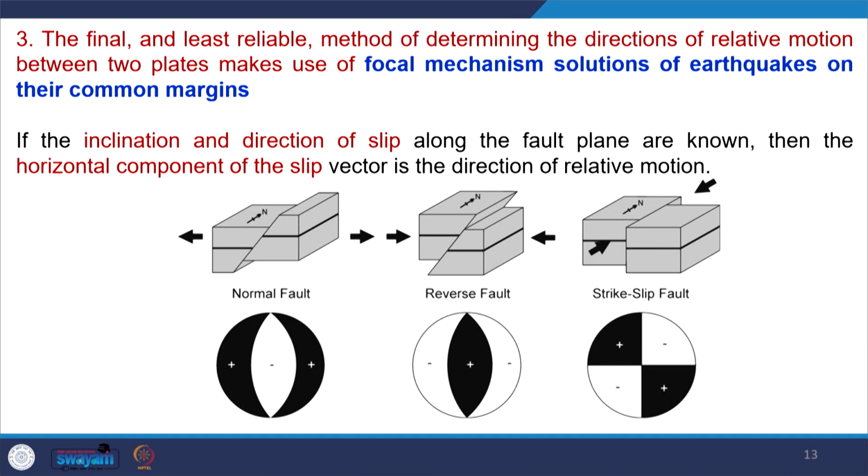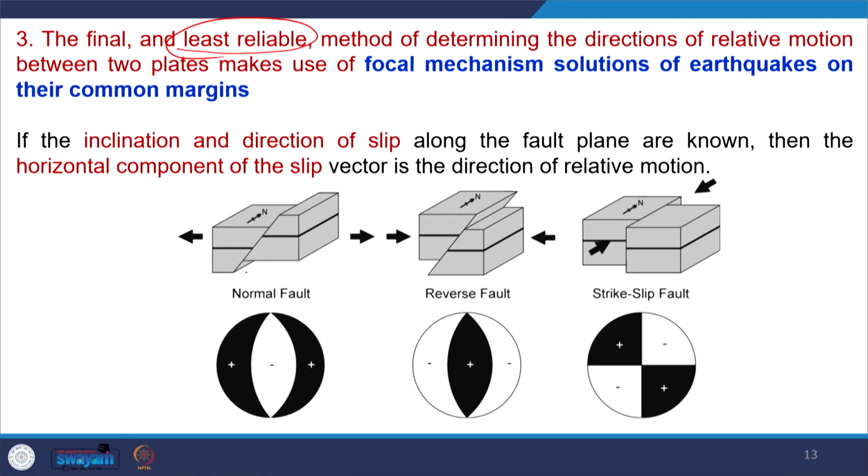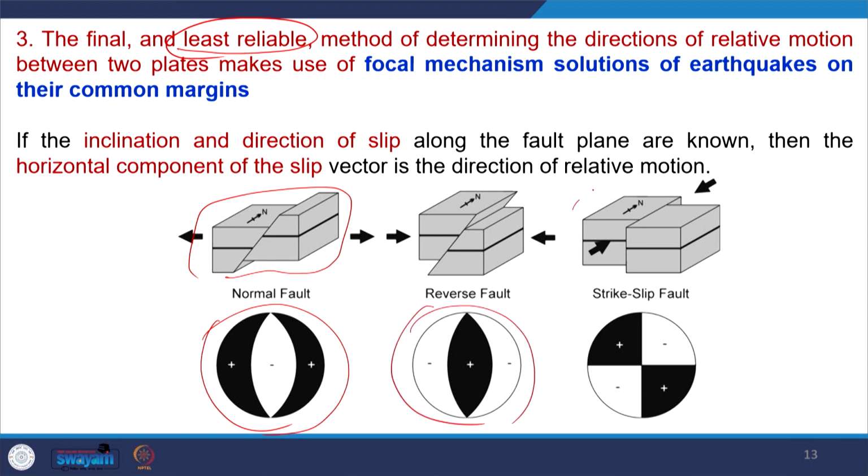And the third one, the least reliable method, is the fault plane solution. What is the fault plane solution? We will have a separate class for that. For your understanding at present, if we have a normal fault, the beach ball diagram or fault plane solution will look like this; if it is a reverse fault, this is the beach ball diagram; and if it is a strike slip fault, this is the beach ball diagram.